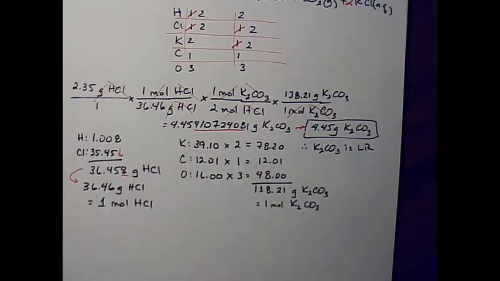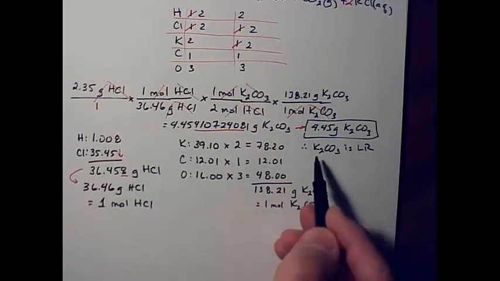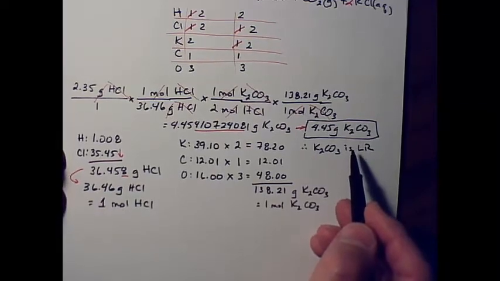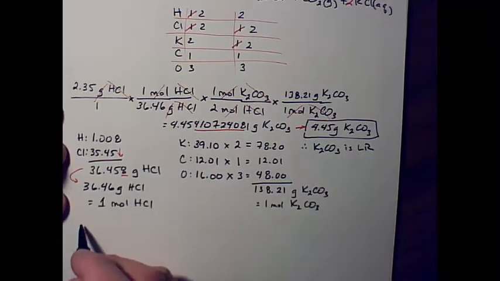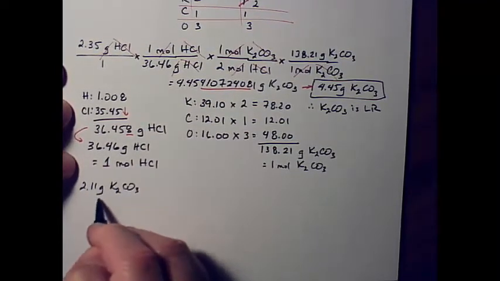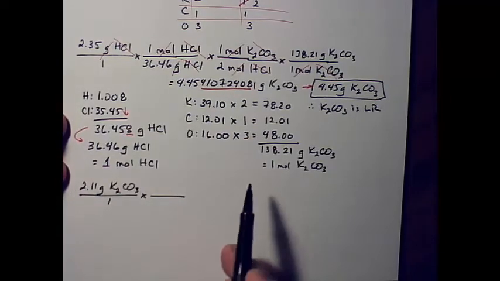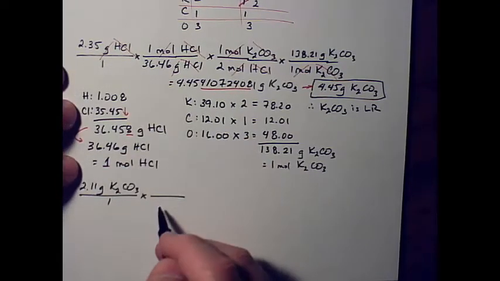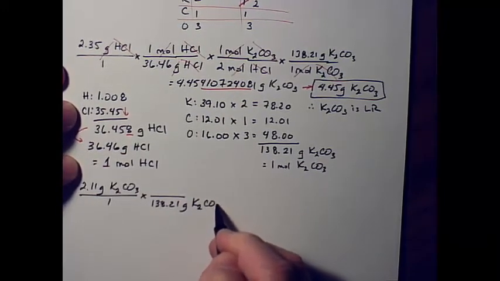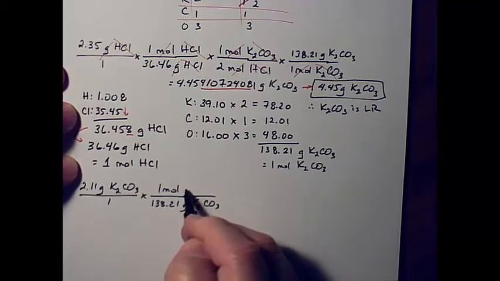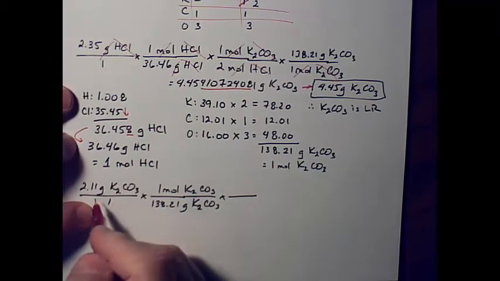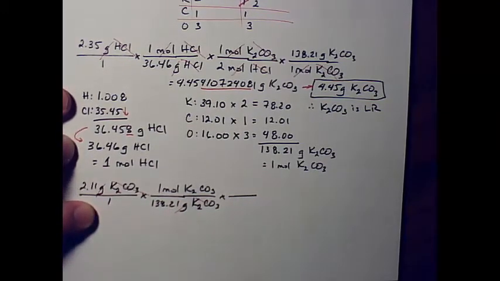K2CO3 is the limiting reactant. Okay, so now we're going to calculate our way to the product we're looking for, starting with the amount of K2CO3 in the problem, what we're actually given, which is 2.11 grams. So 2.11 grams K2CO3 over 1. Got to convert it to moles. We already have a molar ratio here. Cancel out grams and K2CO3.